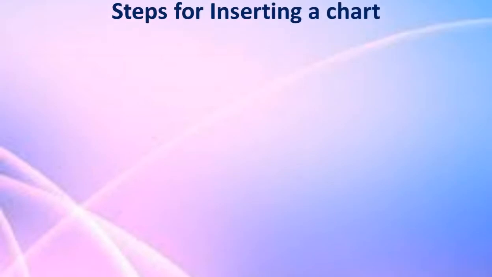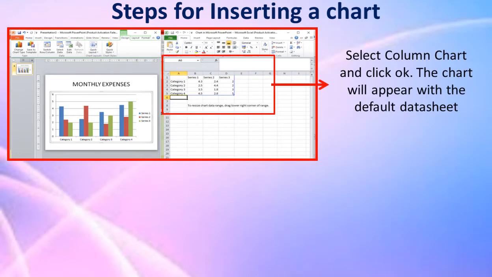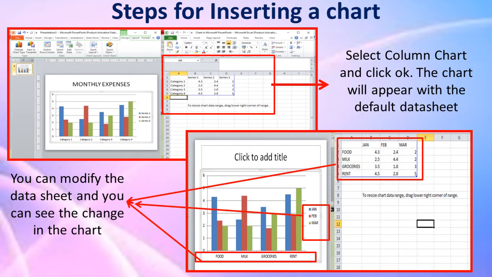Now continue with the steps for inserting chart with the previous slide. Now your fifth step is you will have to click on the insert chart dialog box. So what you need to do, you need to select the chart type from the left pane and the subtype of the selected chart will be reflected on the right pane. Now in this example, we are choosing the column chart and you'll have to click OK. So what will happen? The chart along with the data sheet will appear. And you can also modify the data sheet, and once you modify the data sheet, the same thing will get reflected in your chart.